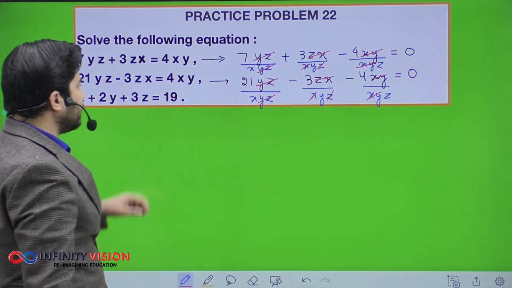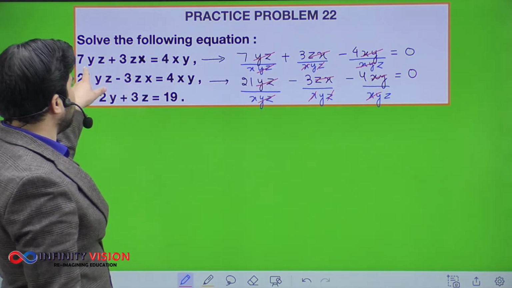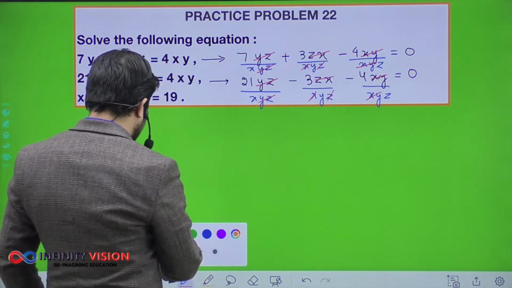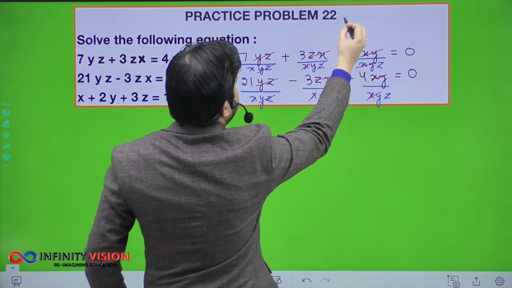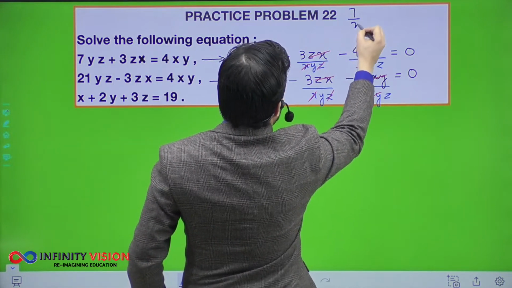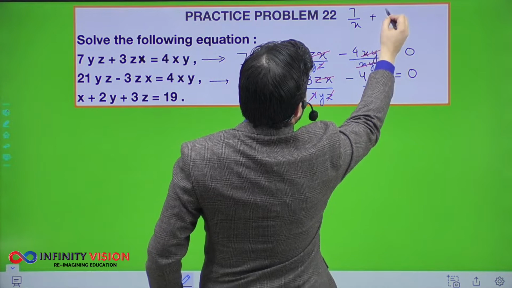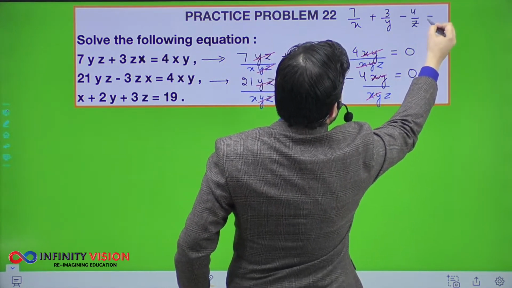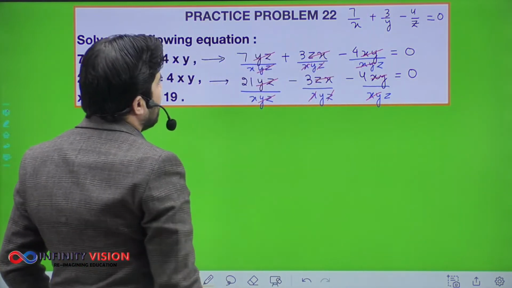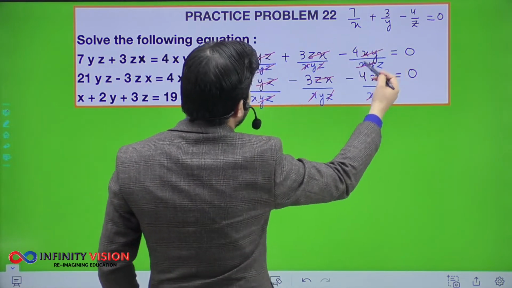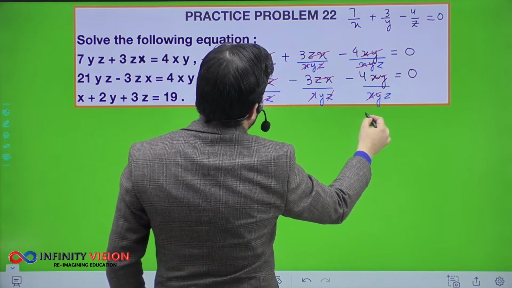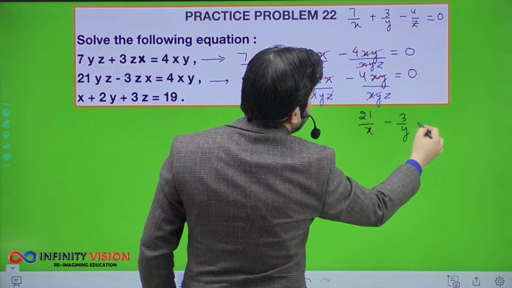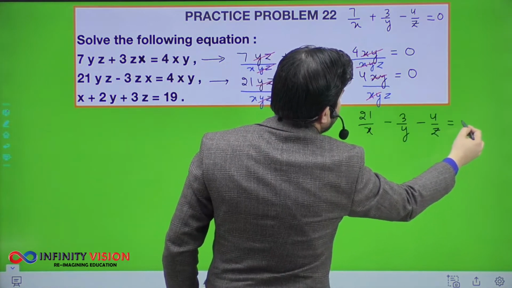Now you have converted these two equations, which were in yz, zx and xy, into a new form. The first equation is 7 by x plus 3 by y minus 4 by z equals to 0. That is your first equation. And the second equation is 21 by x minus 3 by y minus 4 by z equals to 0.